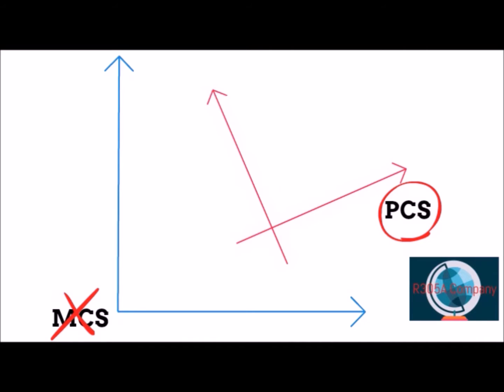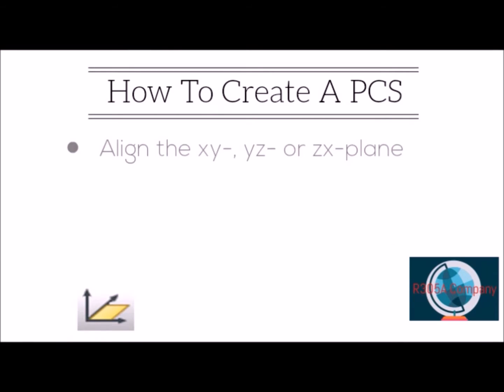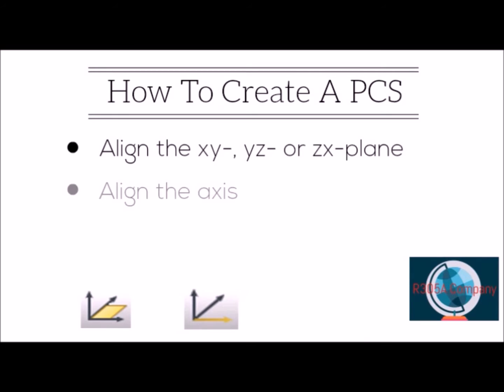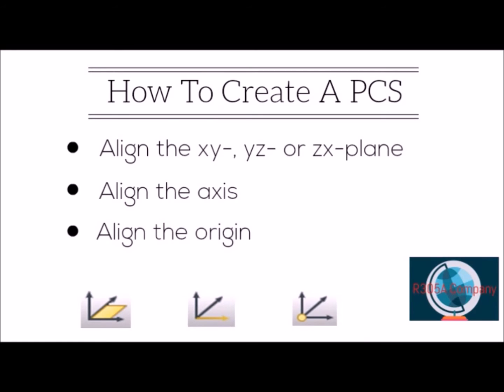Creating a PCS and aligning it to a part requires three steps. First, align the XY, YZ, or XZ plane. Second, align the axis. Third, align the origin.